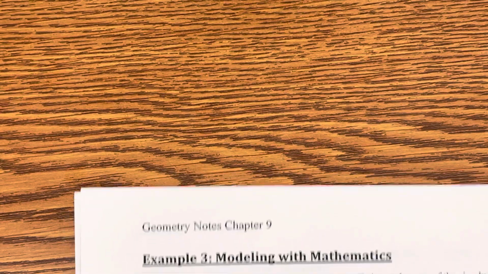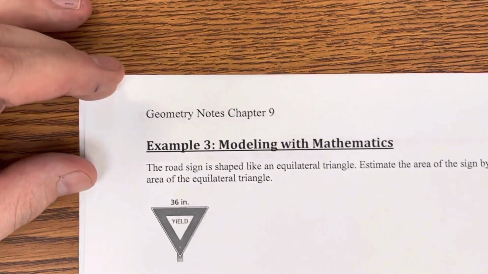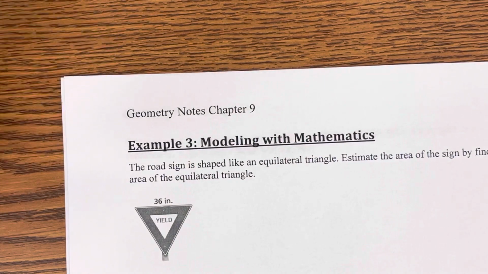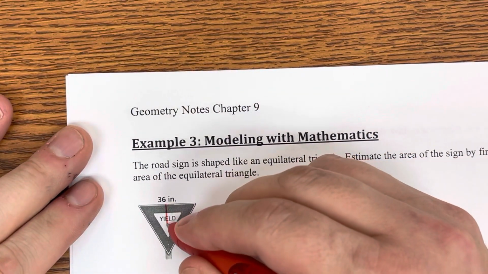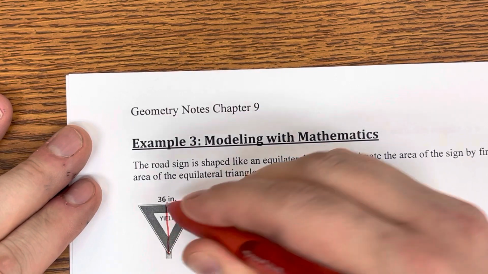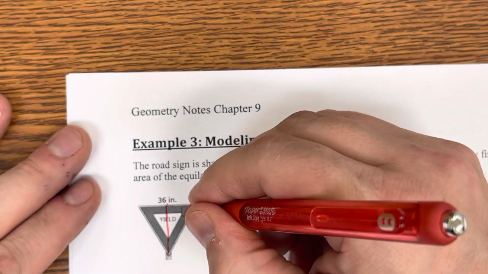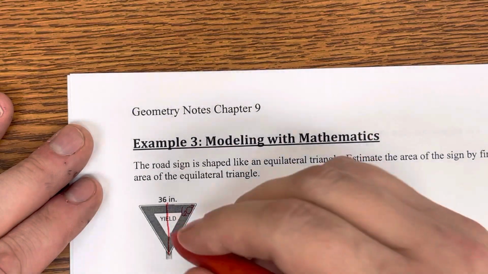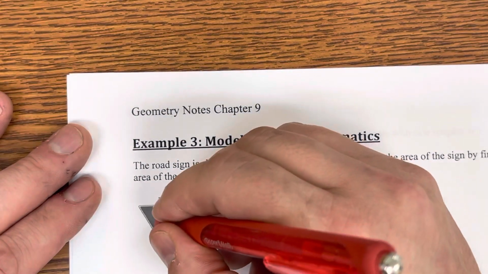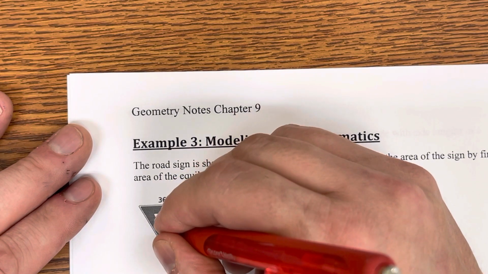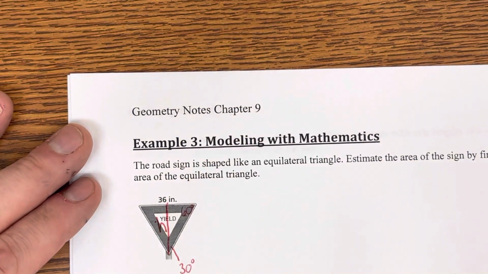On to our next example. It says the road sign is shaped like an equilateral triangle. Estimate the area of the sign by finding the area of the equilateral triangle. So, now let's see here. For me to find the area of the equilateral triangle, I have to find the height. So I'm gonna draw this height in right there. Since this is an equilateral triangle, this is 60 degrees, and this is 30 degrees. I need to find this piece in the middle. We'll call that the height h, okay?